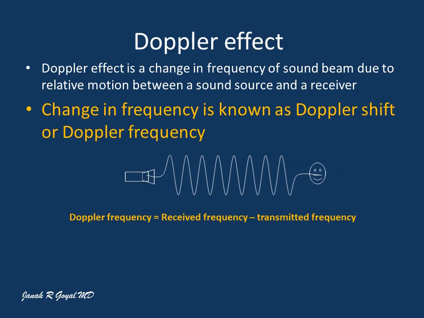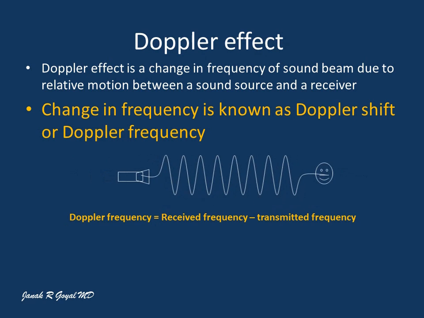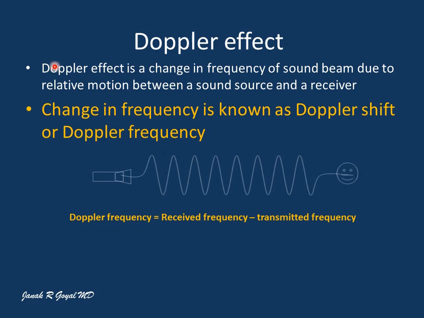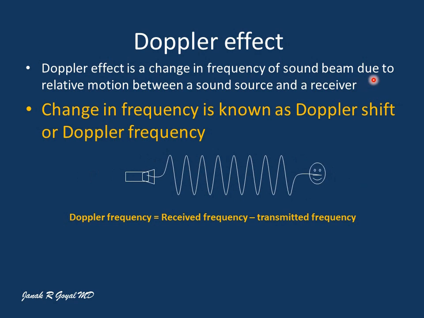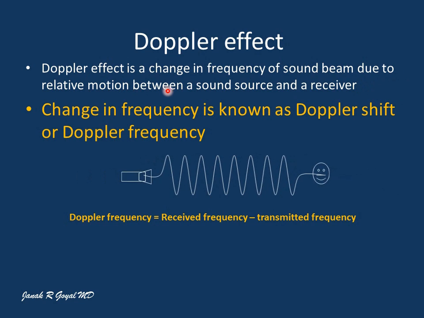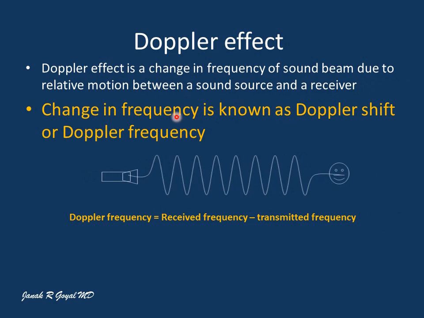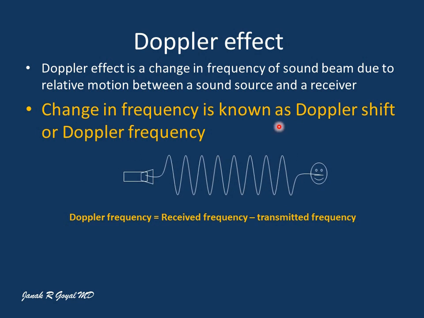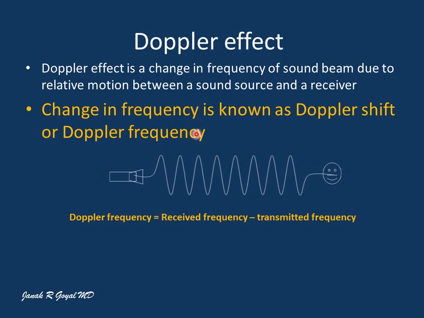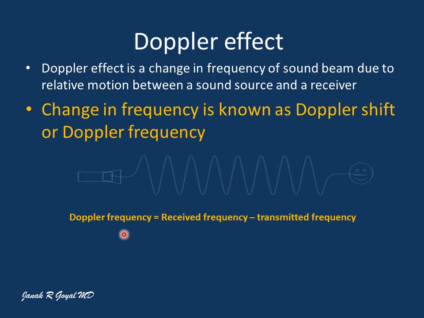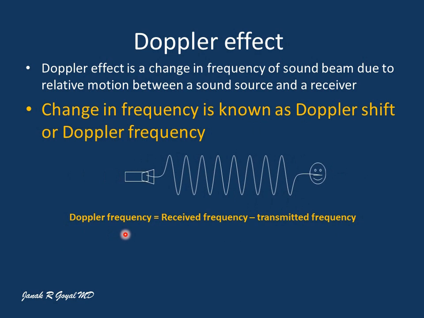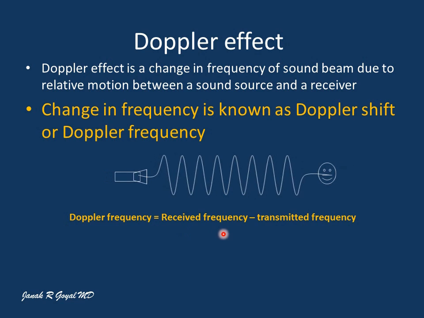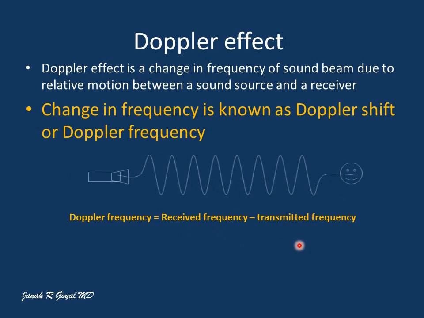Doppler sonography is used to image tissue movements. The Doppler effect is change in frequency of sound beam due to relative motion between a sound source and a receiver. Change in frequency is known as Doppler shift or Doppler frequency. So the Doppler frequency or Doppler shift is equal to received frequency minus transmitted frequency.